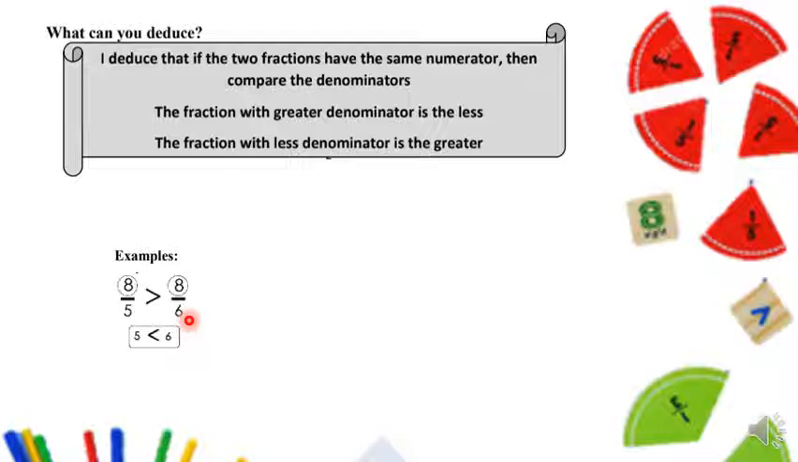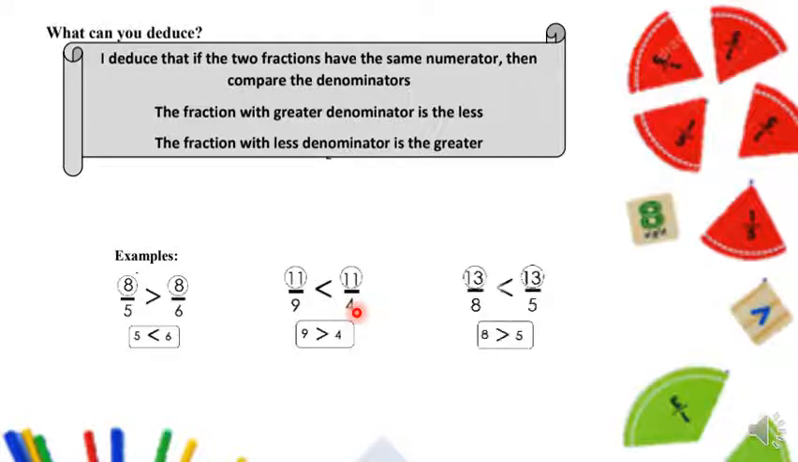If you look directly, you can think this one is greater, but this pizza is cut into 6 pieces, while this one into 5 pieces. So the size of the pieces here is greater than this one. So we notice that the fraction with the smallest denominator is the largest. Similarly here, look, they have the same numerator. The fraction with the smallest denominator is the largest.